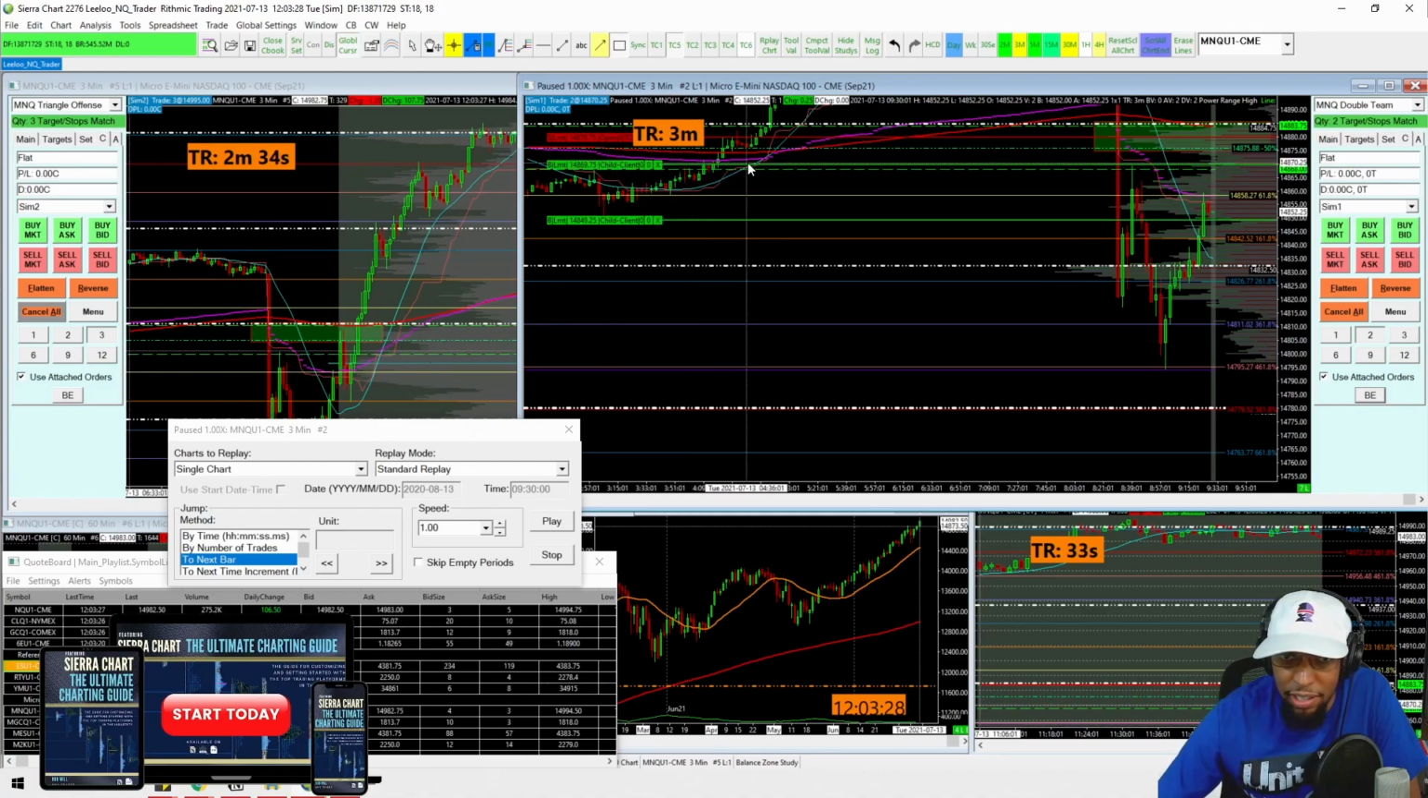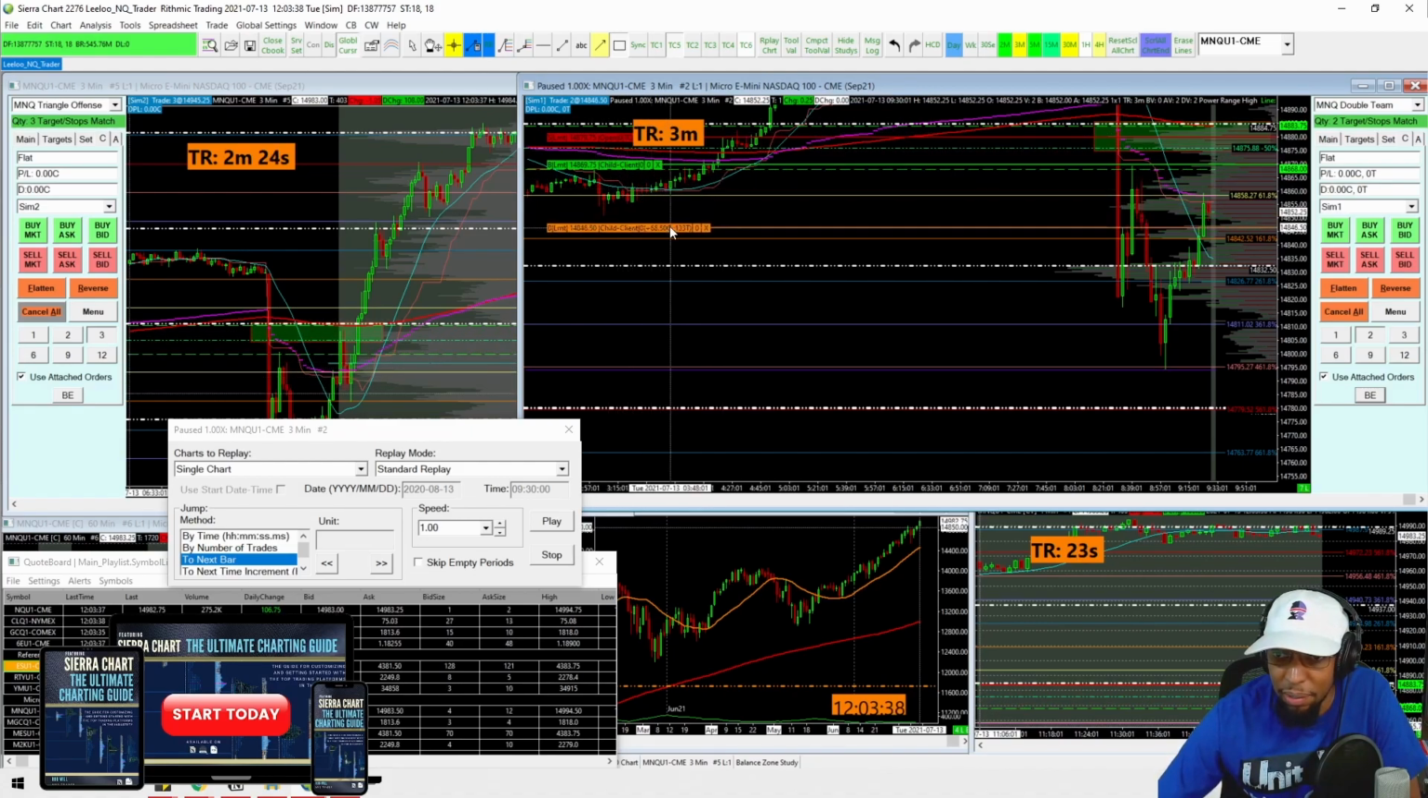The first target is right here. That first target, I never adjust the first target. That stays the same, but for the next target, I'm looking to get a little bit more, so I use my levels, my power range levels.